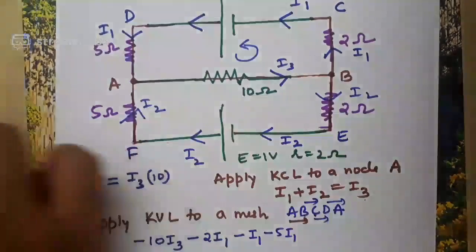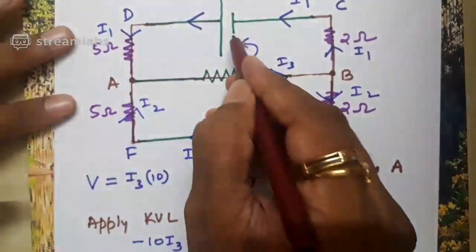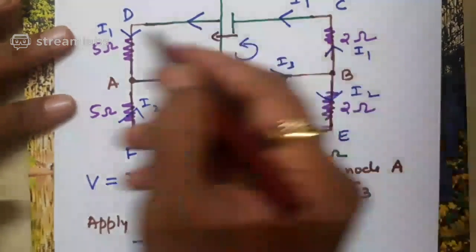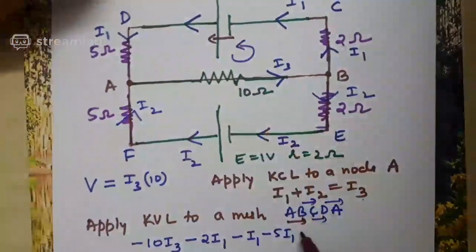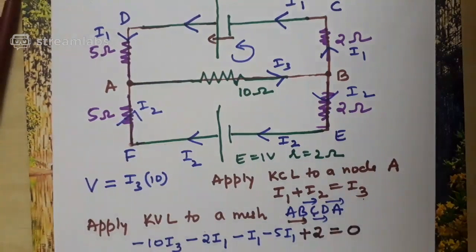Now coming back to the algebraic sum of EMF. When you go along the direction of traverse A, B, C, D, A, when I am crossing the cell, I am moving from lower to higher potential, means EMF will be taken as positive. No, that is equal to 0.